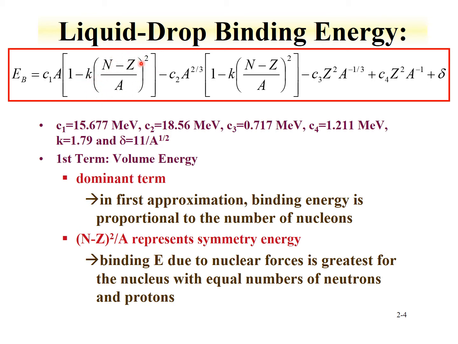This term here, (N − Z)² divided by A, represents a symmetry energy term. The binding due to nuclear forces is greatest for a nucleus with an equal number of neutrons and protons. It's kind of a pairing aspect, the pairing of neutrons and protons. This is just something that comes out of some of the studies. So they want to try to work this term into a volume term. This is why the equation has these relationships between neutrons, protons, and A. And then there are some constants that are used to evaluate the term.